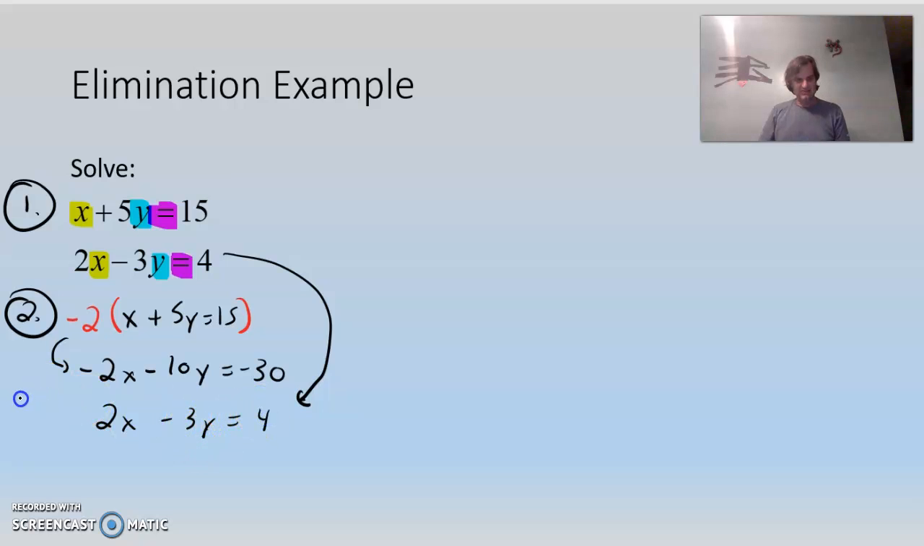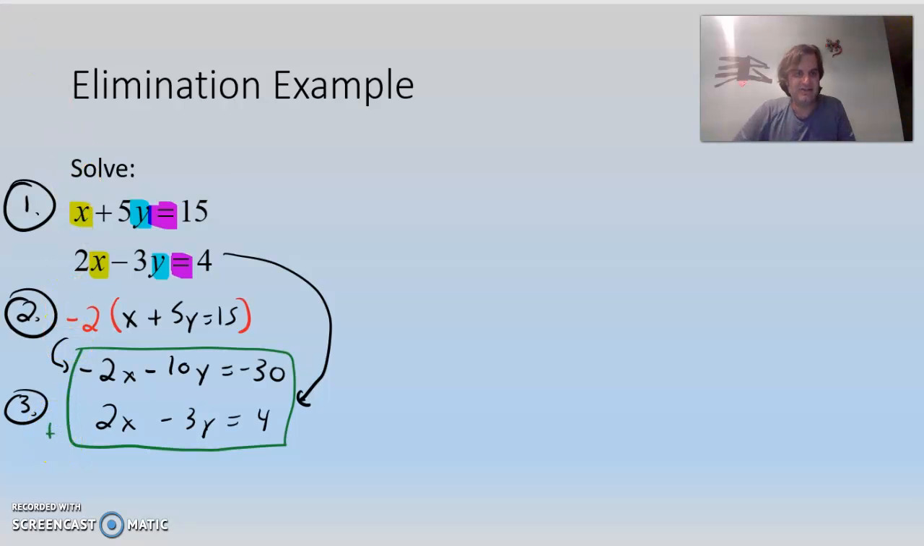So in that case, we're going to line everything up, and we're going to take these two and add them together. So in that case, the x's will cancel out, negative 2x plus 2x. The y's will give me negative 13y, and on the other side it'll be equals negative 26. So I've got one equation with one unknown.